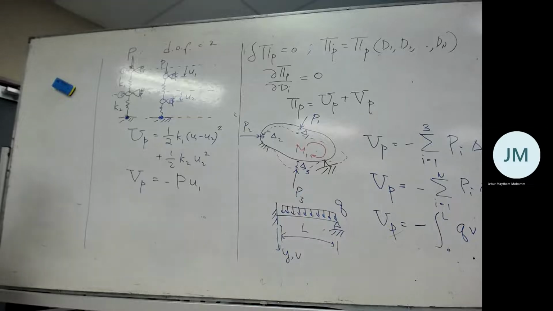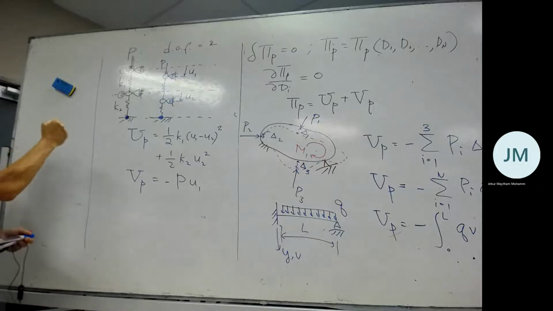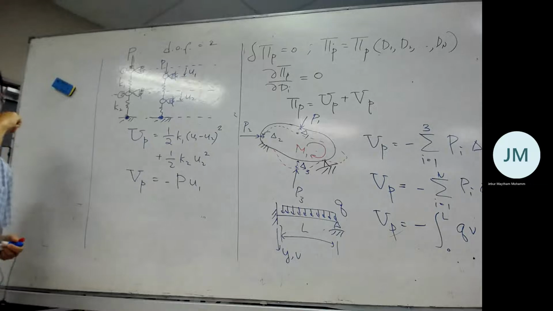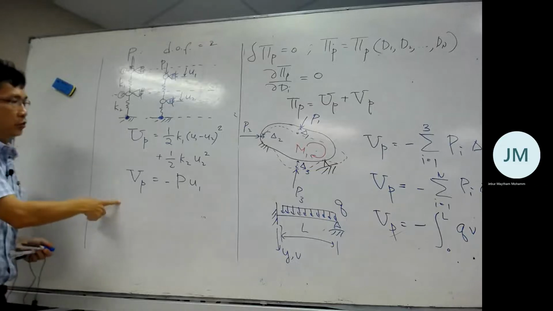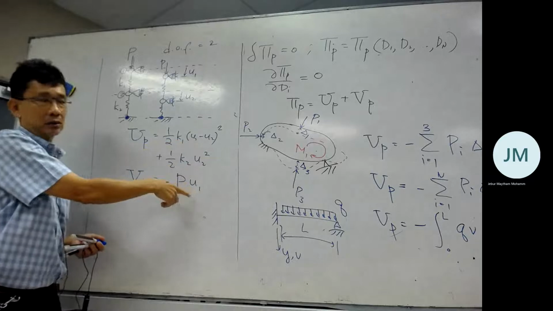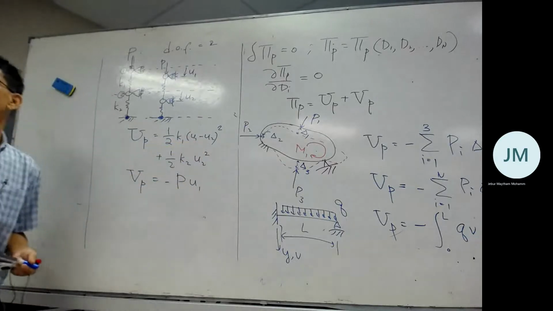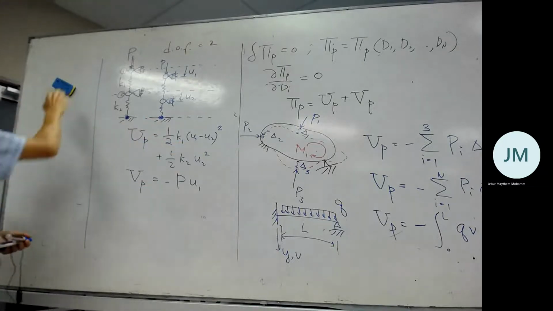Now, if we add them up together, this one plus this one gives you Pi P, which is the total potential energy. This total potential energy is a function of U1 and U2, which is the one that we want to solve. U1 and U2 we don't know yet.